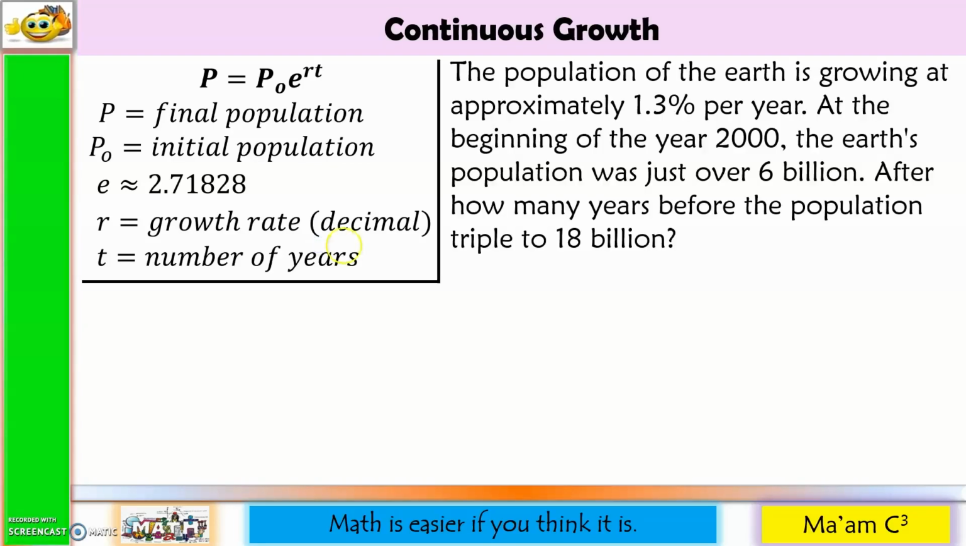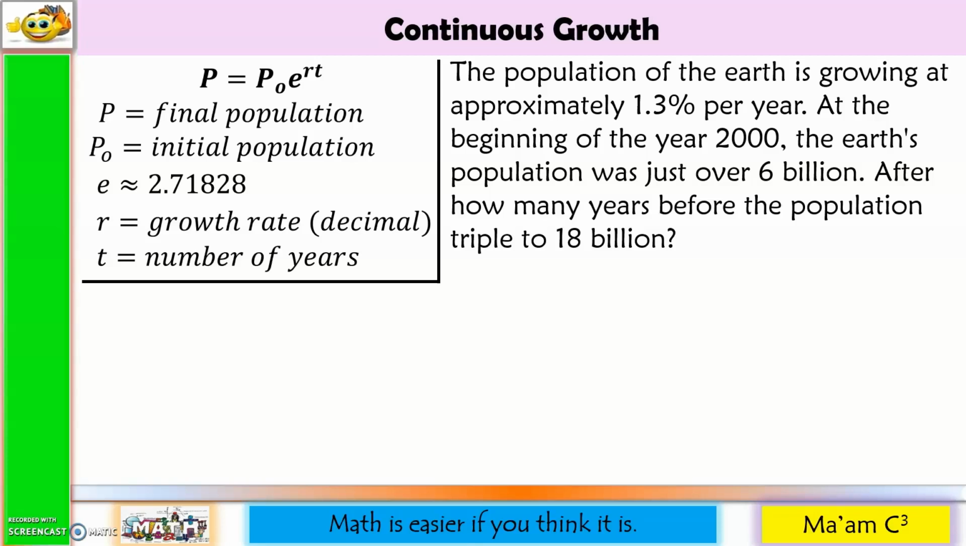So let's have an example. The population of the Earth is growing at approximately 1.3% per year. At the beginning of the year 2000, the Earth's population was just over 6 billion. After how many years will the population triple to 18 billion?